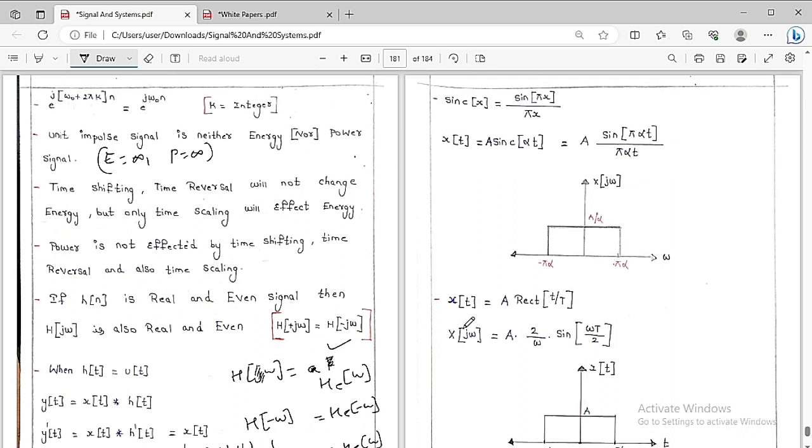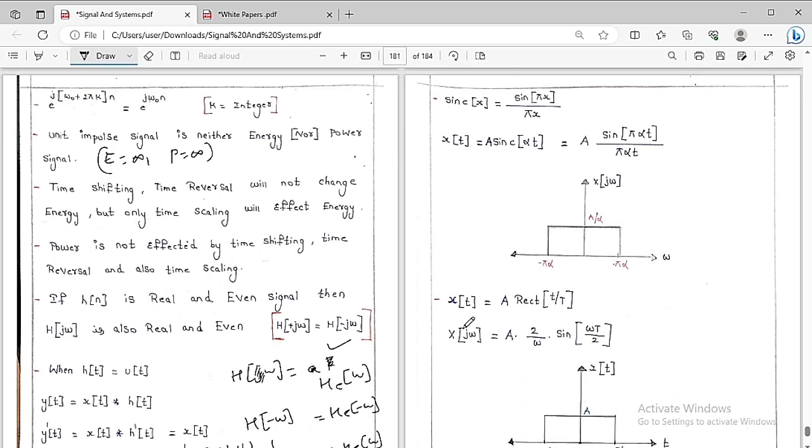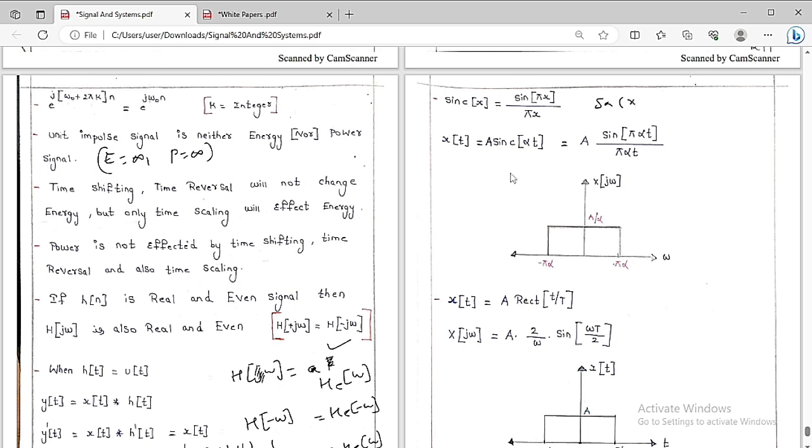So now the next concept. What is the next concept? The next concept is simply sinc of x. What is the sinc of x formula? Sin pi x by pi x. This one I already told you. Sinc of x is equal to sin pi x by pi x. Then what is sa of x? Sa of x also I already told you, the sampling version. Sa of x is equal to sin x by x. So these two formulas you always have to keep in mind.